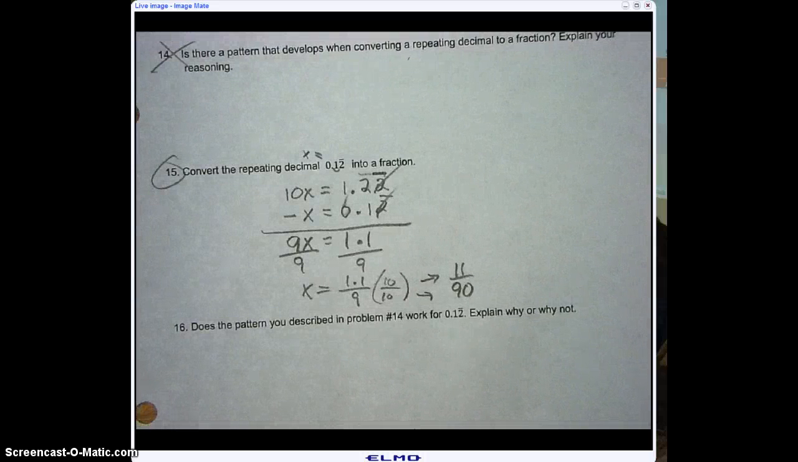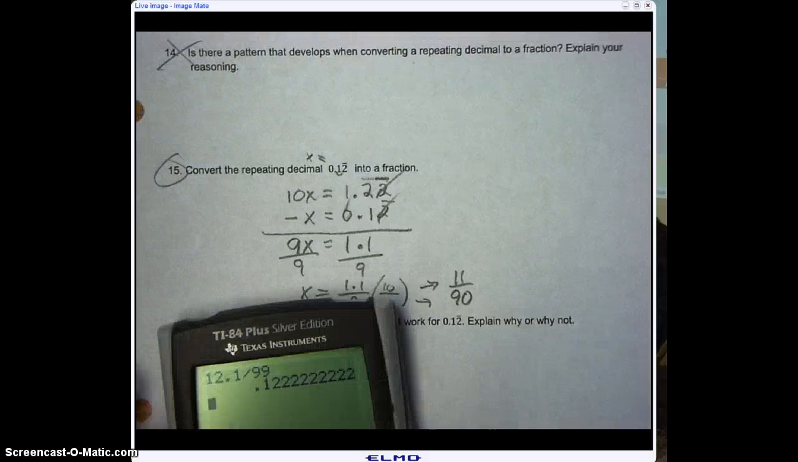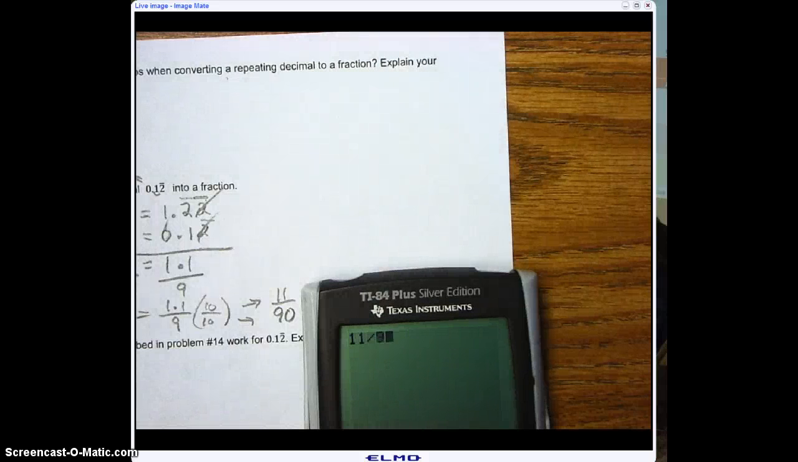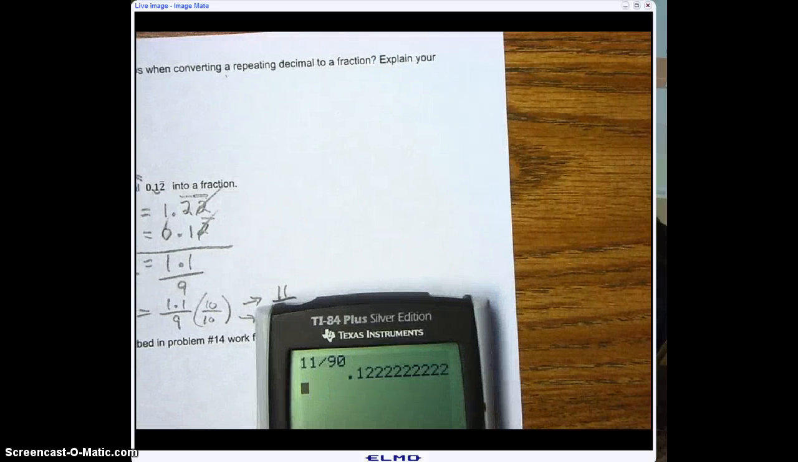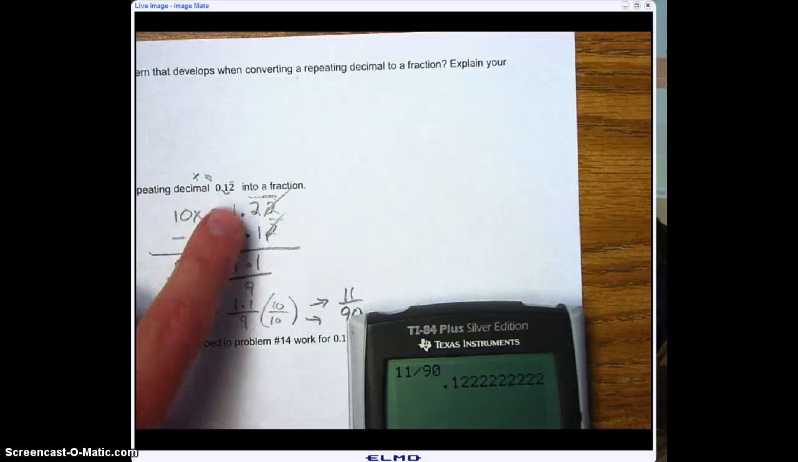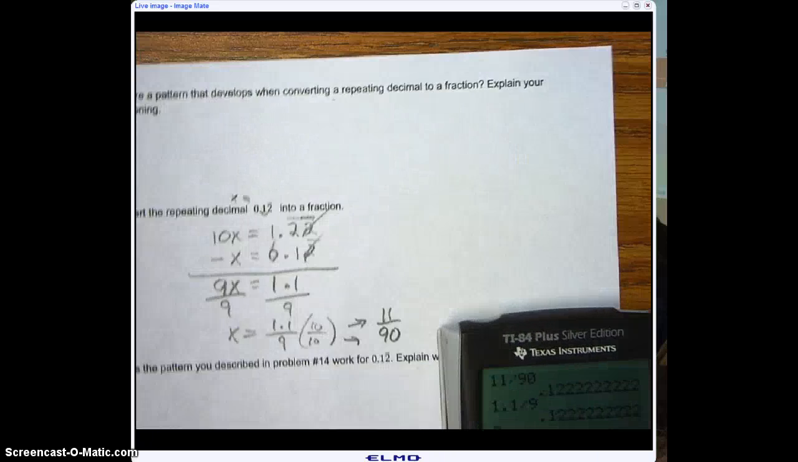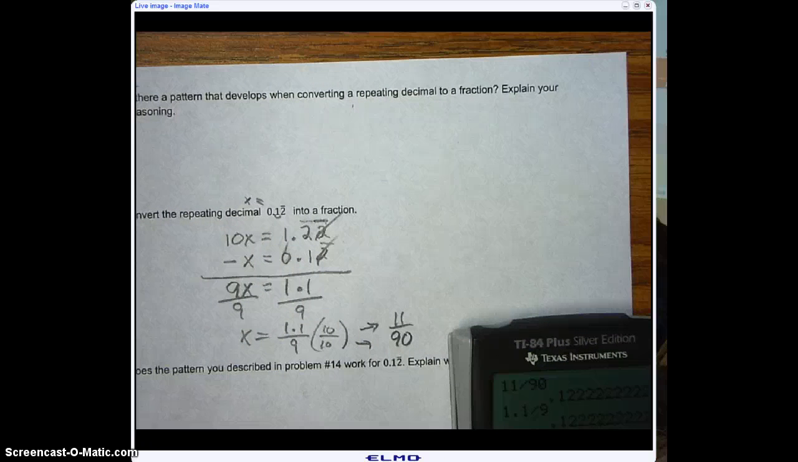And to prove to you that that's a repeating decimal that works, 11 divided by 90 is equal to 0.12222, which is our original problem. What if I would have just done it as a decimal? 1.1 divided by 9, well, we get the same thing. I'm going to show you an additional way to do this if you got confused a little bit, so stay tuned.